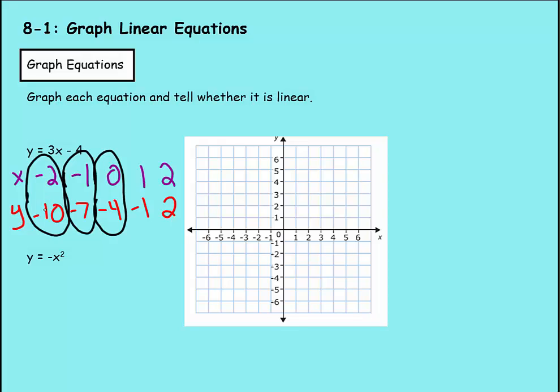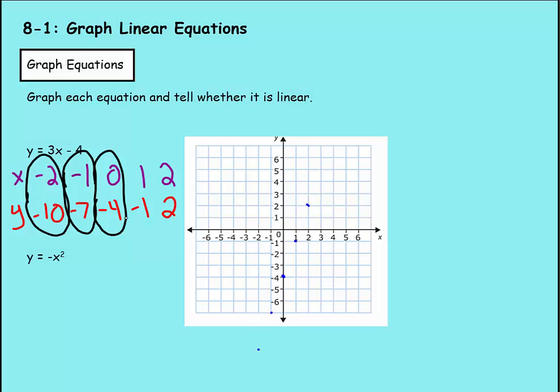So when x is -2, y is -10, that's actually going to be off the grid here, but let's try making a guess right about there. When x is -1, y is -7. When x is 0, y is -4. When x is 1, y is -1. And when x is 2, y is +2.